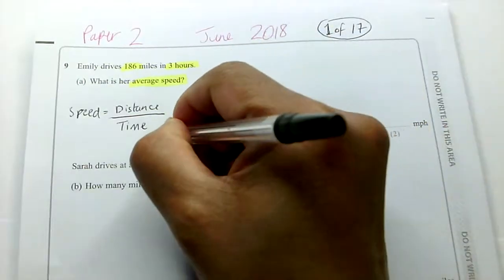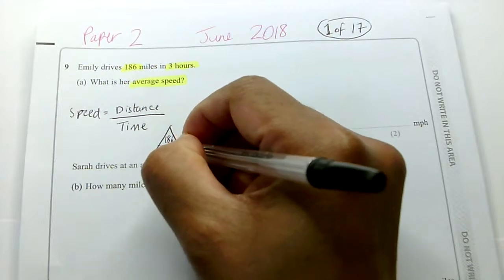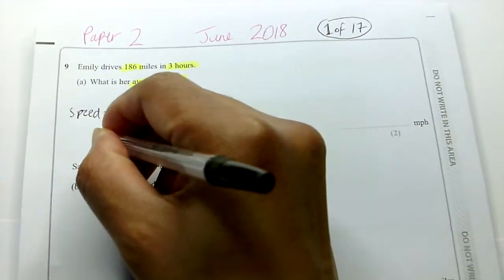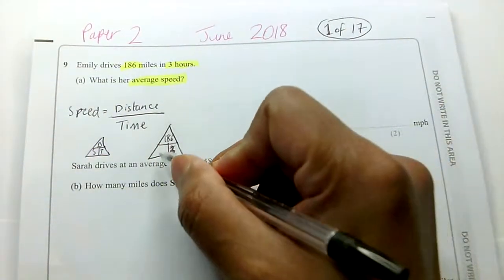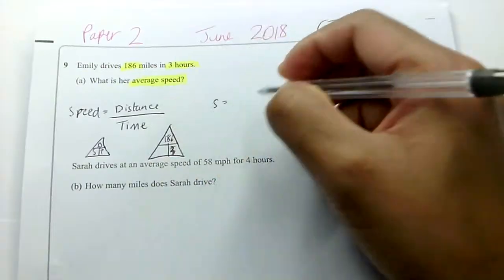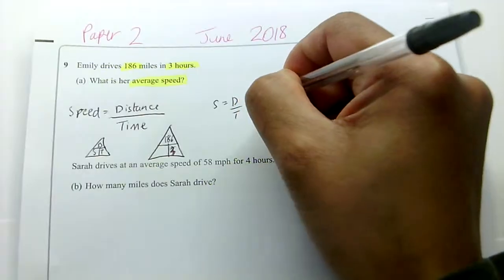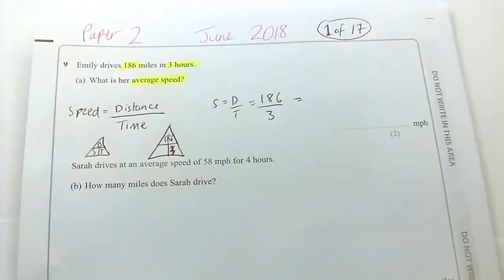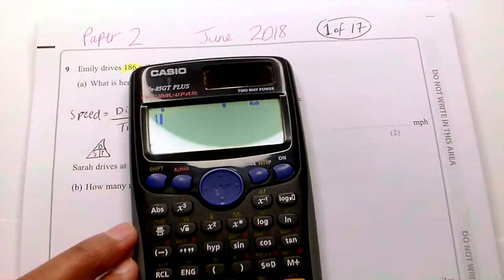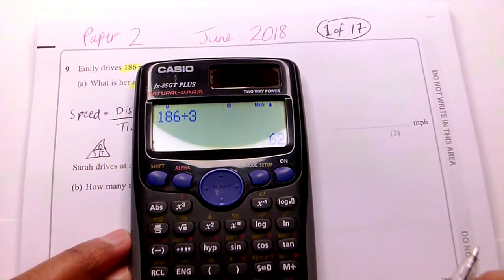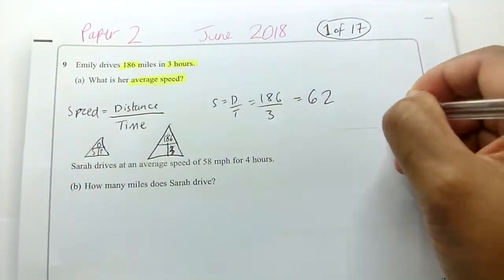186 miles is our distance, so we can put 186 there. 3 hours is our time. Speed, distance, time. So our speed equals distance divided by time, which is equal to 186 divided by 3. Get our calculator out. 186 divided by 3 gives us 62. So our answer is 62 miles per hour.